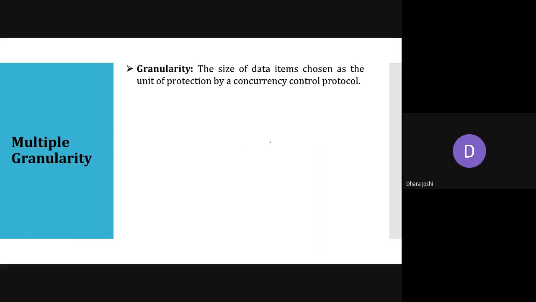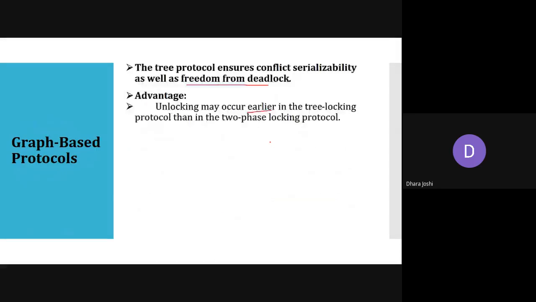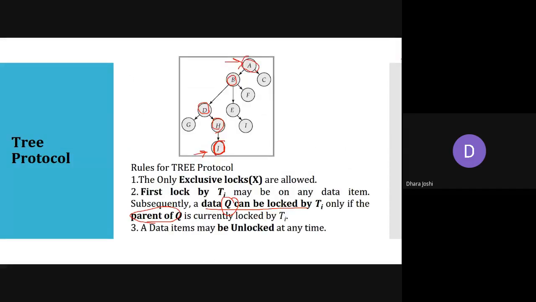Tree locking protocol, as we have seen previously, this is a tree locking protocol. We can also call it a graph based protocol because in a tree we are having direction also. So if in exam they ask explain tree protocol or explain graph based protocol, you need to explain this figure and all these rules.